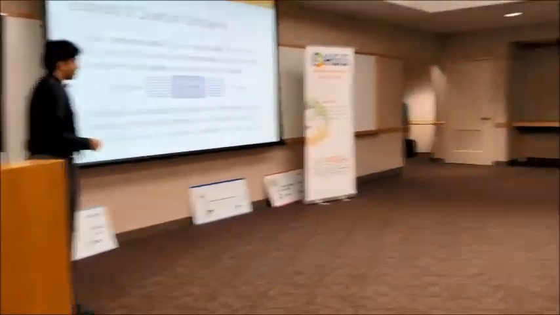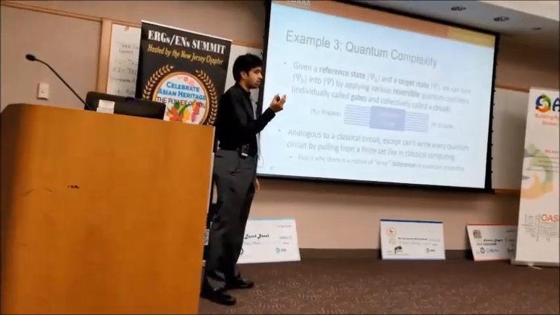Third example, quantum complexity. This is where the quantum information kind of enters in more clearly. So just a quick statement about what quantum complexity is. It's very similar to the classical computational definition of complexity. You start with some reference state, and you have some target state. And these are quantum states, so these aren't bits, these are qubits, or some superposition of bits.